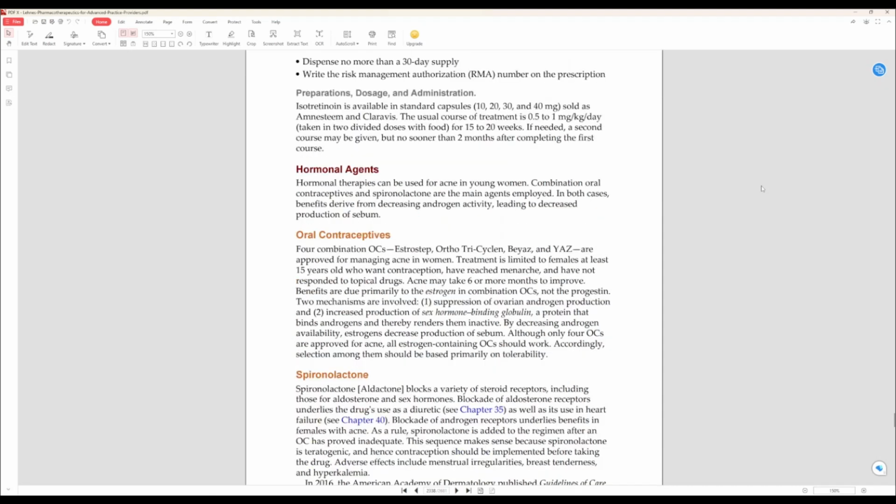So, which finally brings us to the preparation, dosage, and administration. Isotretinoin is available in standard capsules, sold as Amnesteem or Claravis. The usual course of treatment is 0.5 to 1 mg per kilo per day for 15 to 20 weeks. If needed, a second course may be given, but no sooner than 2 months after completing the first course.